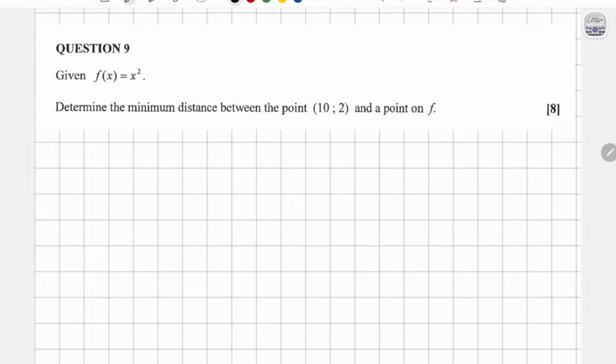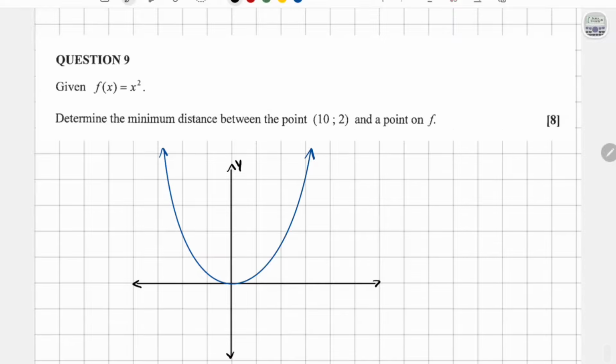Okay, so question 9, the last calculus question for this paper. We are given f of x is equal to x squared, and we have to determine the minimum distance between the point (10, 2) and a point on f. Okay, they at least told us what f of x looks like. It is x squared, which is just the mother graph of a parabola. So it basically looks like this. That is our graph of f.